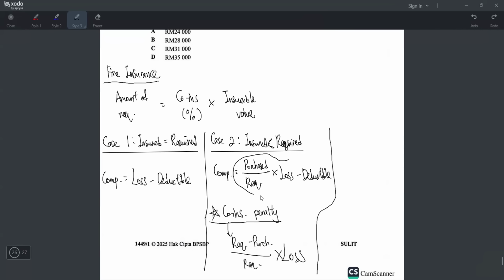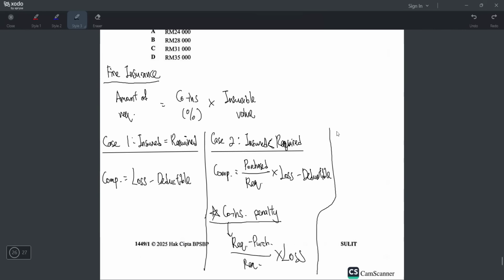So basically what you're doing is taking the other side of the fraction. For example, this one is 3 over 5, right? So you take required minus purchase, which means 5 minus 3, which gives you 2 over 5. So you're just taking the other side of the fraction. That's the penalty, right? Because you only purchased 3 out of 5. So the penalty here is the balance, 2 over 5. Okay. And then multiply with the loss.